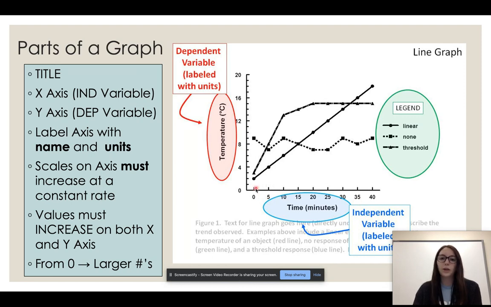I can't go from like 0, 1, 5, 10. I have to keep it at a consistent rate. And so I was able to showcase that on either side. I had an increase in my values. You can never have a decrease in values. You will show your decrease in values with your slope. So it's always important, no matter what on your axis, that you're going to increase, not decrease. And it's always going to start at 0 and move into those larger numbers. So those are the parts of a graph. It's just important to review that.